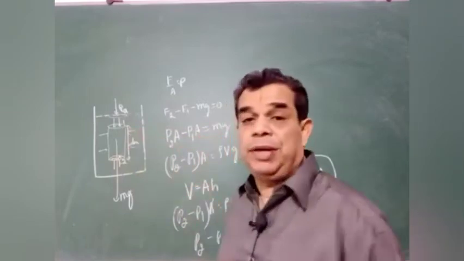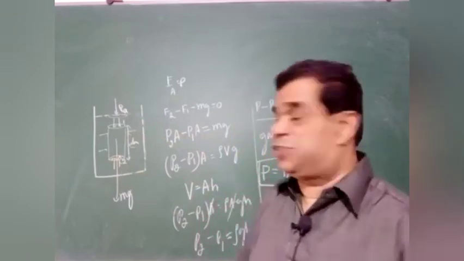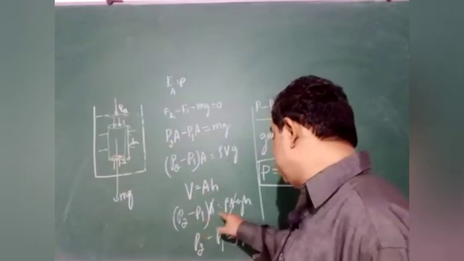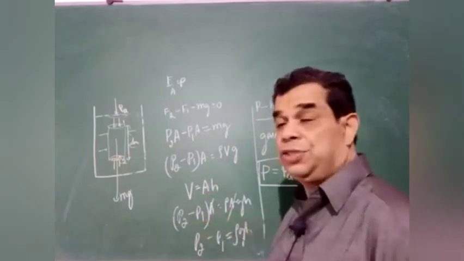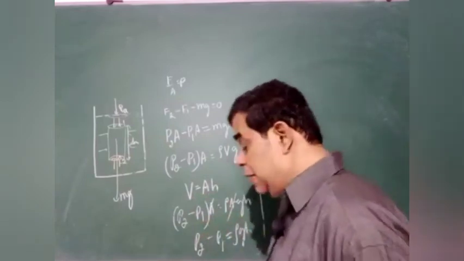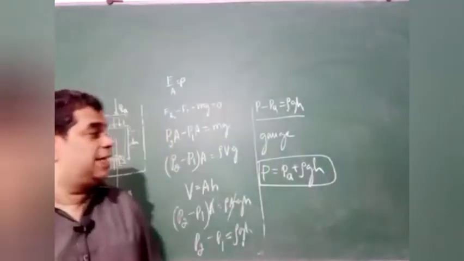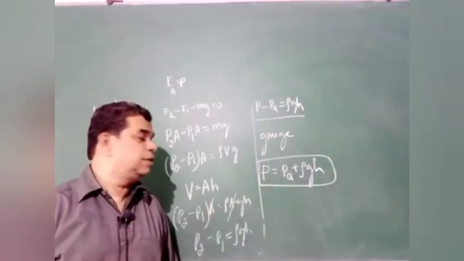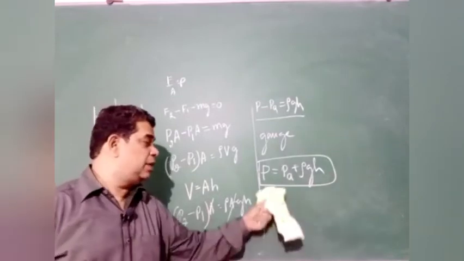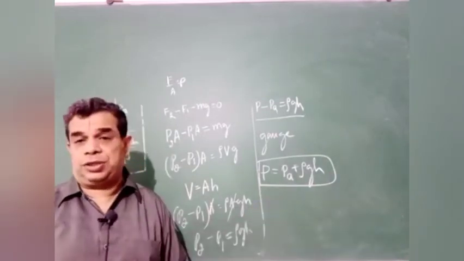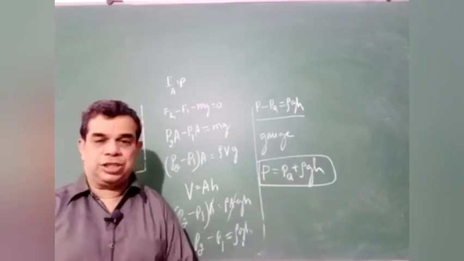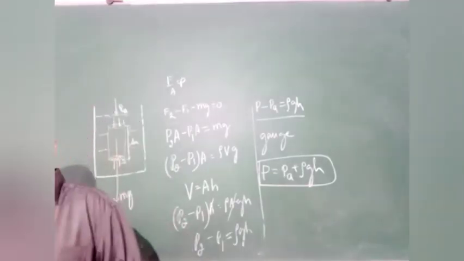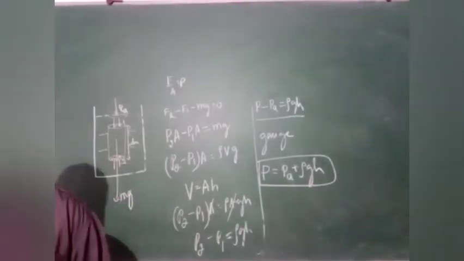But m can be written as density into volume. But volume is A into h. So P2 minus P1 equals rho g h. This is the formula. P minus PA is called gauge pressure. And then P equals PA plus rho g h is actually called the true pressure. Okay, this derivation, just go through it quickly and write it down. Within one or two minutes, you can do it.